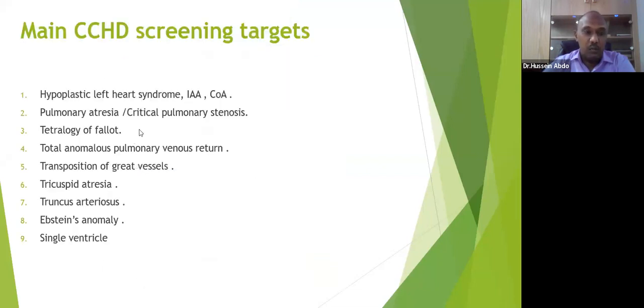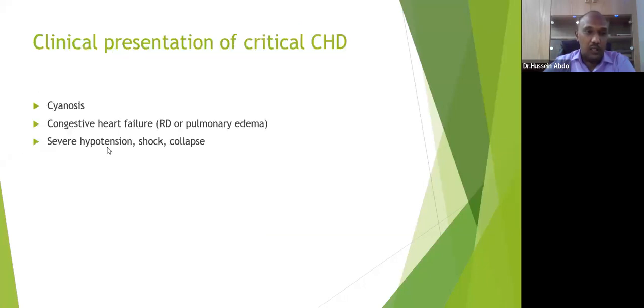Why do we screen these patients? Because we need to target these diseases. These are very critical diseases and can lead to significant morbidity and mortality in the first few hours of life. And sometimes they might present late, and we need to detect them early so that they can be tackled and treated early. Dr. Bashir mentioned some of these, and I'm going to speak about the others.